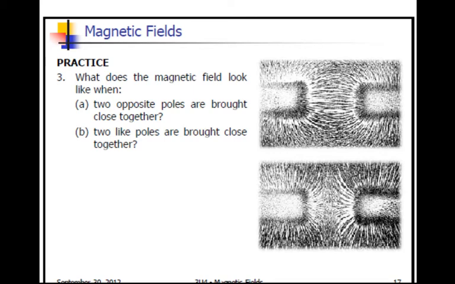What does a magnetic field look like when two opposite poles are brought closer together? That would be the second picture here. Two opposite poles are attracting each other, and that would be this one here. Two like poles would be resisting each other. You can see that the field lines are resisting each other and moving up and away. That would be this one here.